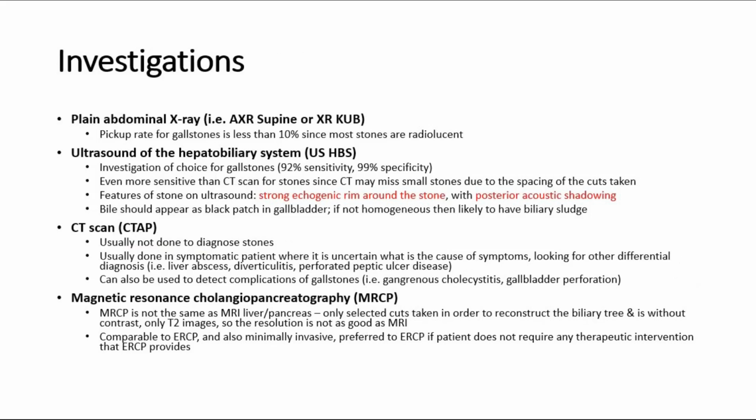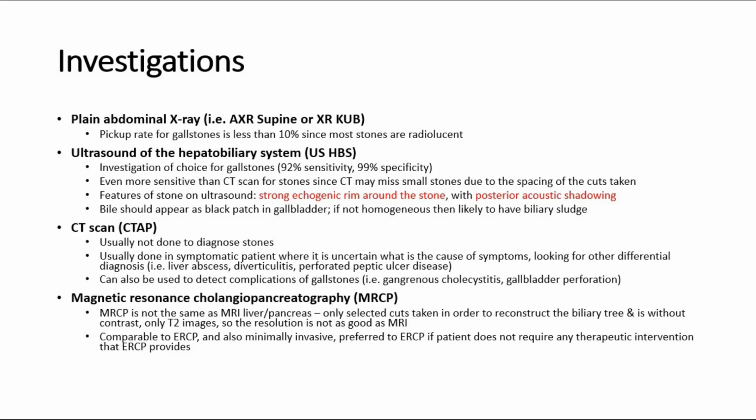For investigations, first, plain abdominal X-ray. Pickup rate for gallstones is less than 10% since most stones are radiolucent. Second, ultrasound of the hepatobiliary system, which is the investigation of choice for gallstones. Even more sensitive than CT scan for stones since CT may miss small stones due to the spacing of the cuts taken. Features of stone on ultrasound are a strong echogenic rim around the stone, with posterior acoustic shadowing.